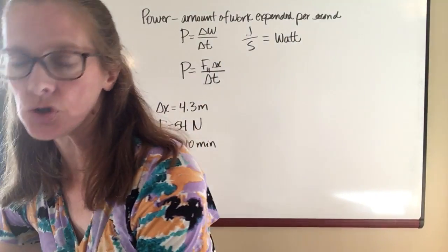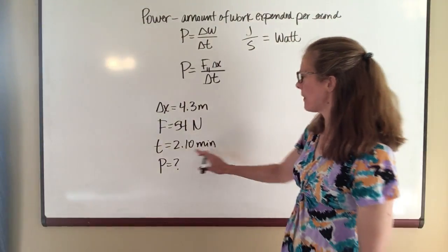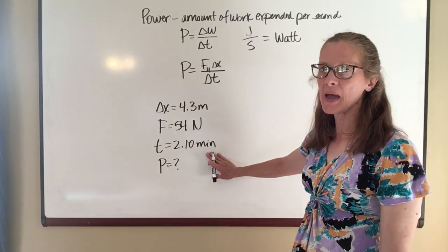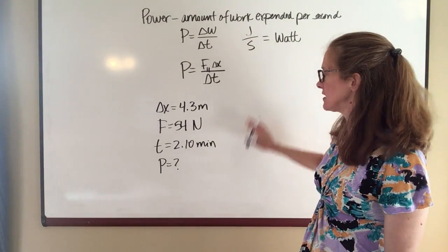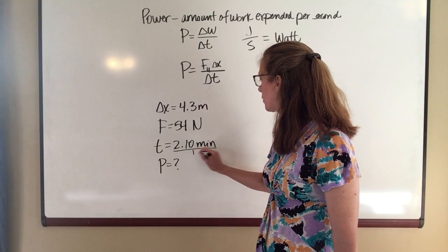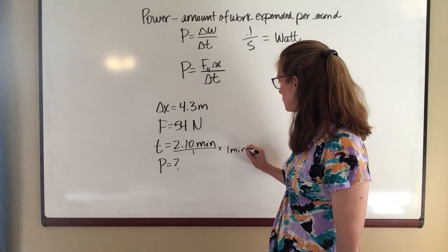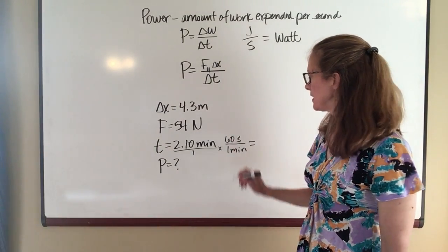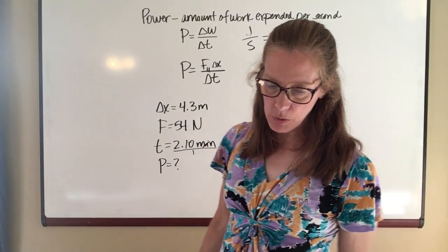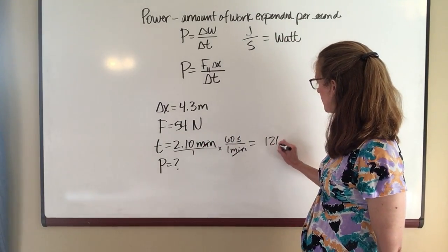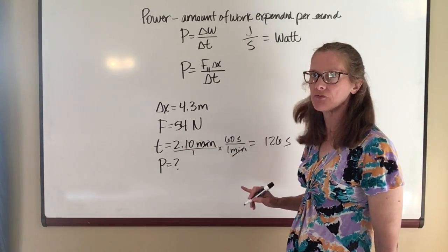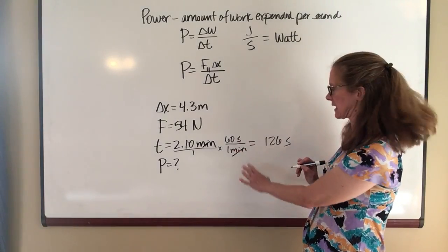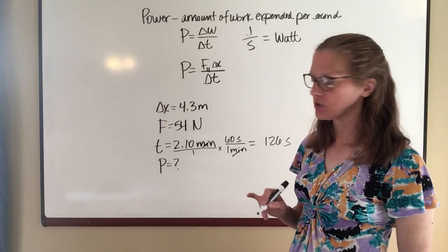Now, the first thing that you need to notice here is that my time has been given to me in minutes, but in order to calculate power in terms of watts, I need to have it in seconds. So the first thing I'm going to do is I'm going to go ahead and change this to seconds by using conversion factor 60 seconds in 1 minute. So then my minutes will cancel out, and that will give me a time equal to 126 seconds. I can keep 3 significant figures because you remember that this is an absolute conversion. There's exactly 60 seconds in a minute, so I can keep 3 significant figures there.